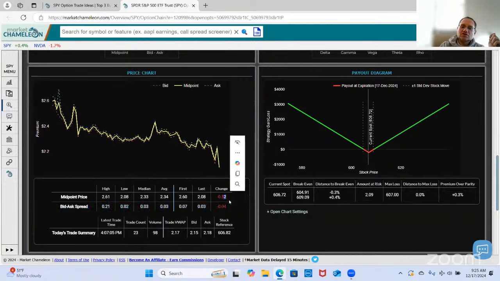So it lost mark to market 52 cents on the day. But that's what the graph is showing us, so you could see it. And it could be multiple factors in there, you know, decay and so forth.